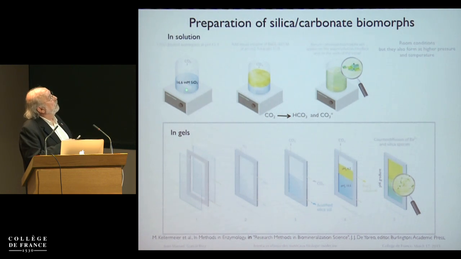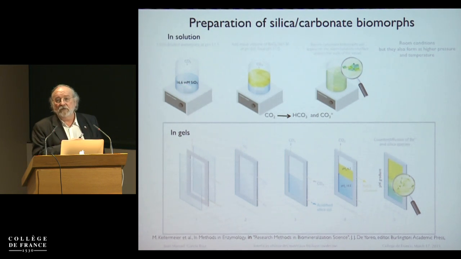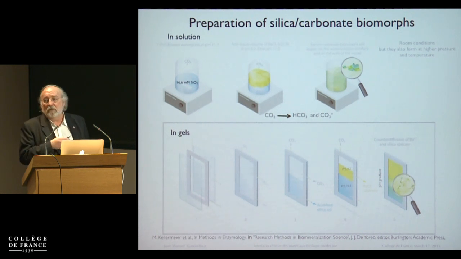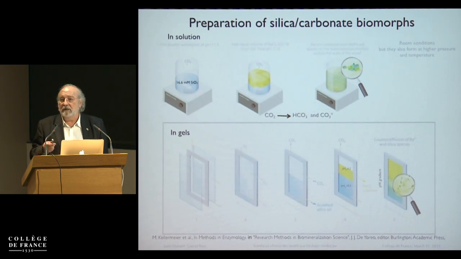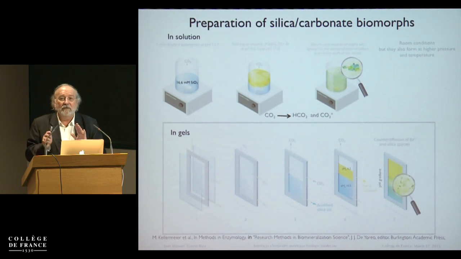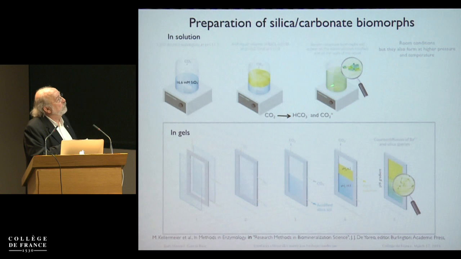One way is to take a silica-rich solution, pH 10.5, and then you allow the CO2 from the atmosphere to go into the solution, and at that pH most of the CO2 is in the form of carbonate. Then you mix this with a solution of barium or strontium, and that's all. This is a very simple experiment. You produce the forms I will show you later.